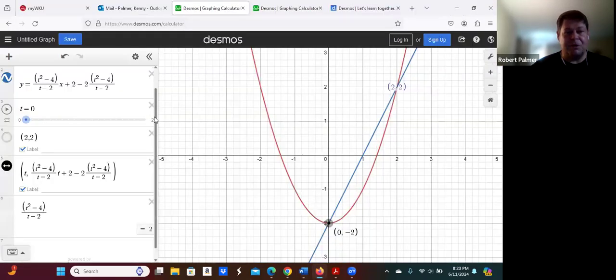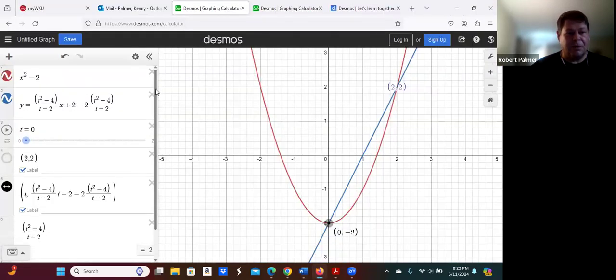Now, this is actually a function we'll use later on, x squared minus 2. That's the red parabola. Now, this blue line is this. Don't worry so much about how I got this, except this part right here, t squared minus 4, t minus 2. I'll explain that later. That's actually the slope of the line.